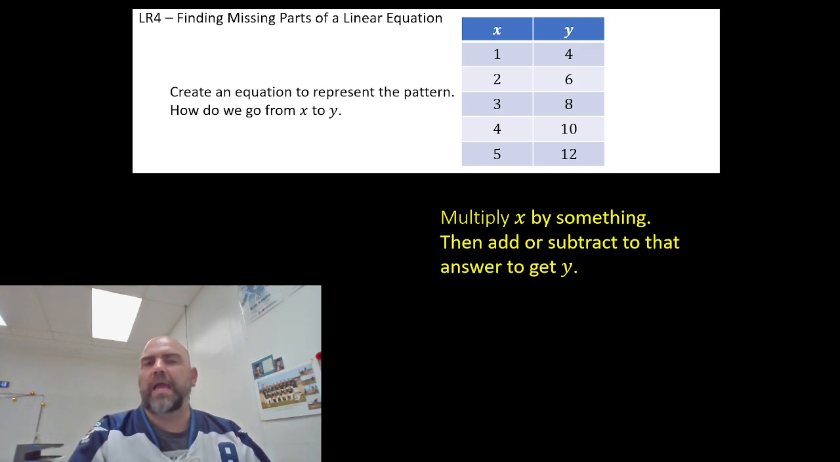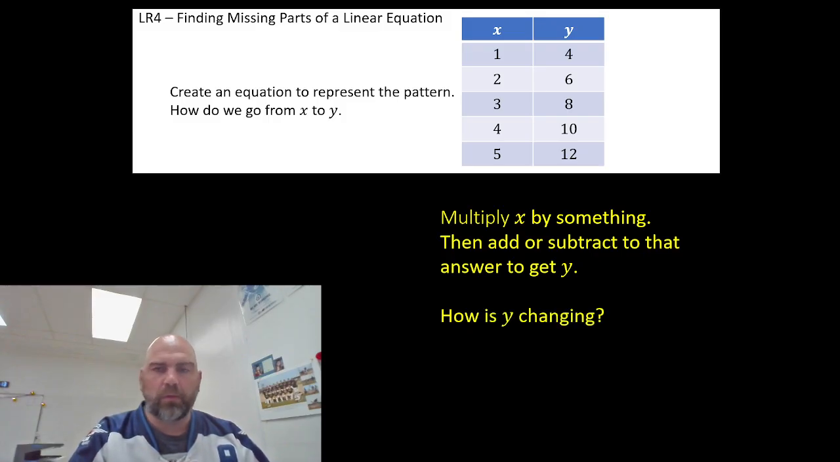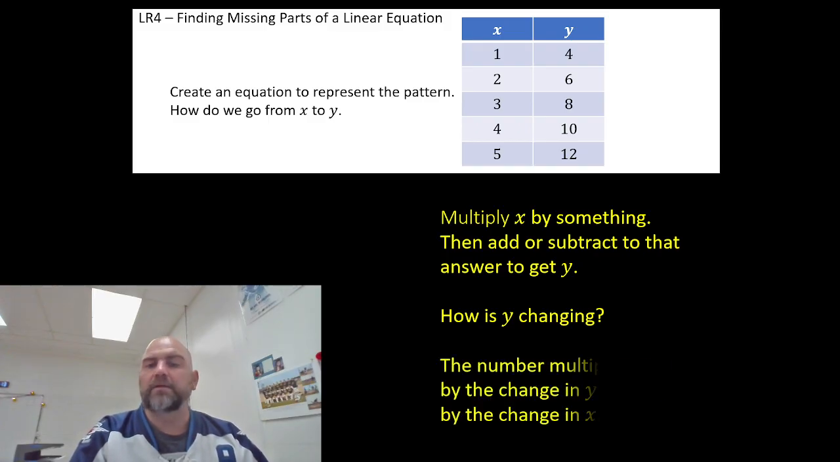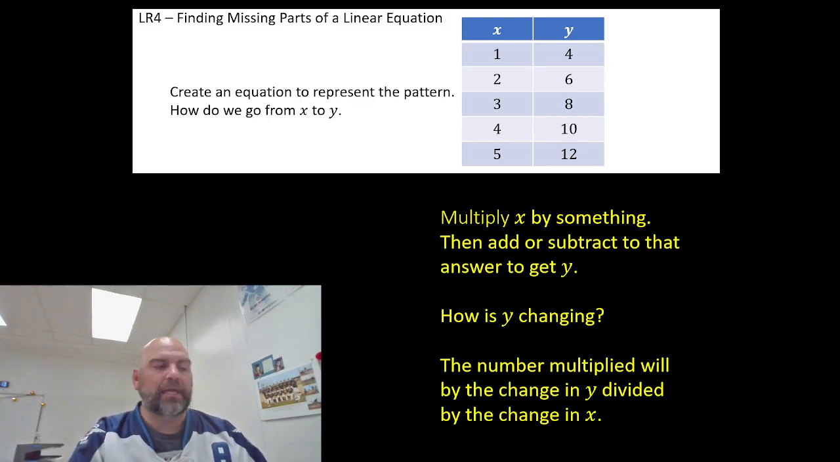Now we can also use more of a mathematical or strategic method to do this as well. And to do that, we're going to take a look at how the y value is changing. Now we've talked about it already in this video that the y value is going up by 2 every time. So x is going up by 1, and that's what we want to look at. And y is going up by 2. So the number will be multiplied by the change in y and then divided by the change in x. So we're looking at the change in y, and that in fact is 2. Now if x is going up by something different, then we need to do the change in y divided by the change in x.